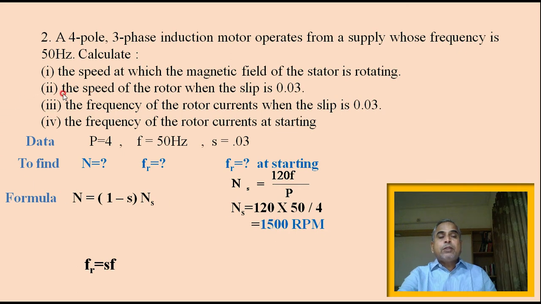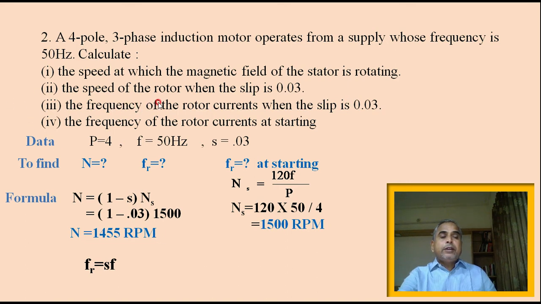Then the next quantity asked is the speed of the rotor when the slip is 0.03. We know the synchronous speed and the slip, so we can calculate the rotor speed, that is (1 minus 0.03) into 1500. The speed we are getting is 1455 rpm, which is the speed of the rotor.